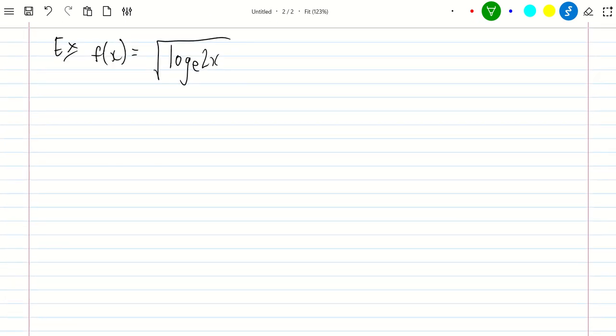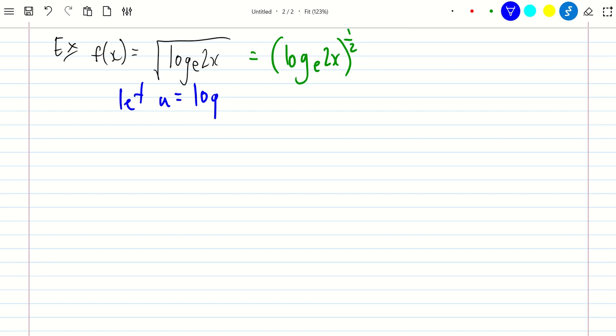Let's just do one more. We've got an inside function, which is log e 2x, and we've got an outside function, which is something to the power of a half. Exactly the same thing. I'll do it both the slow way and the fast way. I keep saying I'm going to do it the fast way, but I'll just pause on that. And so I'm going to say let u be equal to the inside, log e 2x. So that's my inside function.